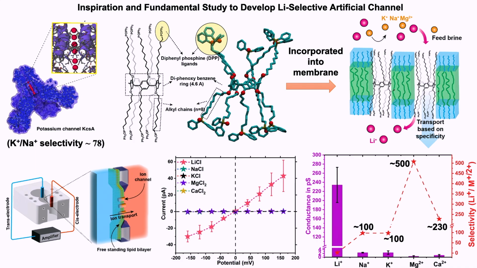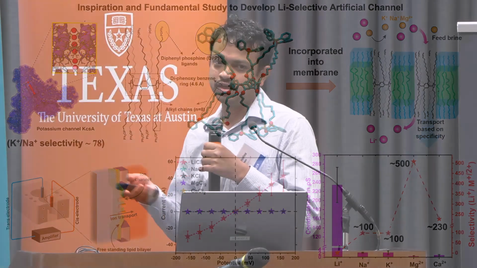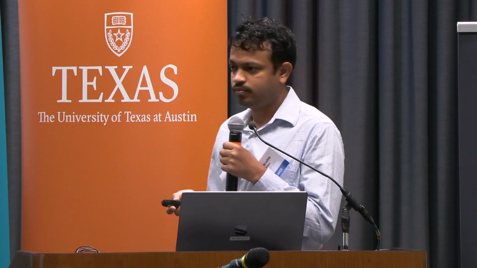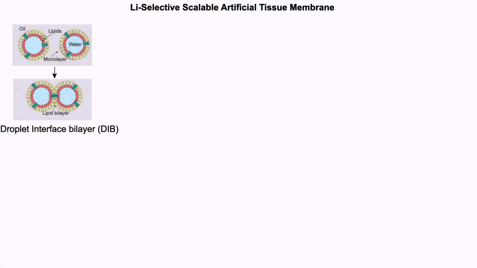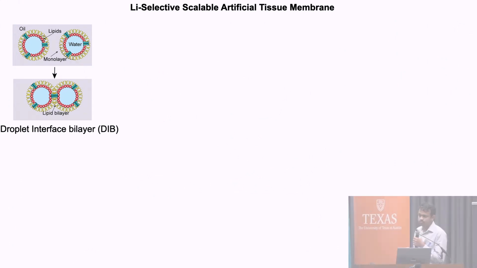The membrane is only 200 micrometers, so it cannot be scalable. So we want to develop a scalable membrane. That's why we use this biomimetic approach to develop a scalable membrane, and for this, we use a droplet interface bilayer chemistry.